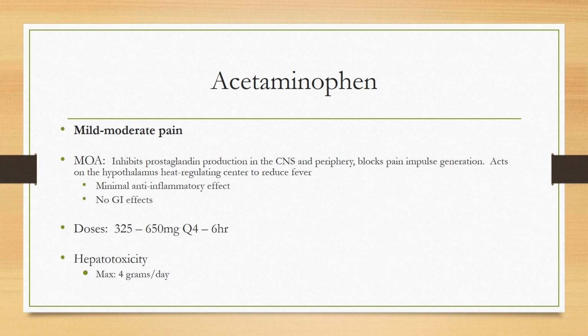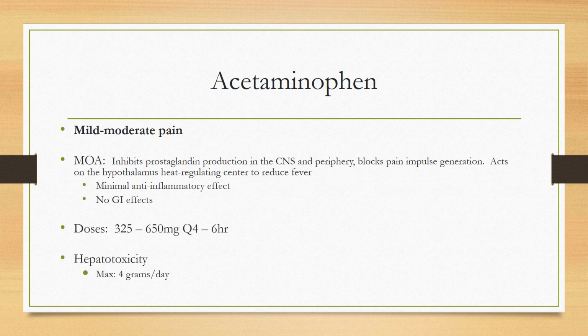So acetaminophen is our classic drug. It's the first one. It's good for mild to moderate non-inflammatory pain. We don't actually know how it works. Some of the theories: it does inhibit prostaglandin production in the central nervous system and periphery, blocks pain impulse generation, acts on the hypothalamus. Tylenol is a great drug if you have a fever. In fact, there is some data out there that it's actually better for fevers than NSAIDs.